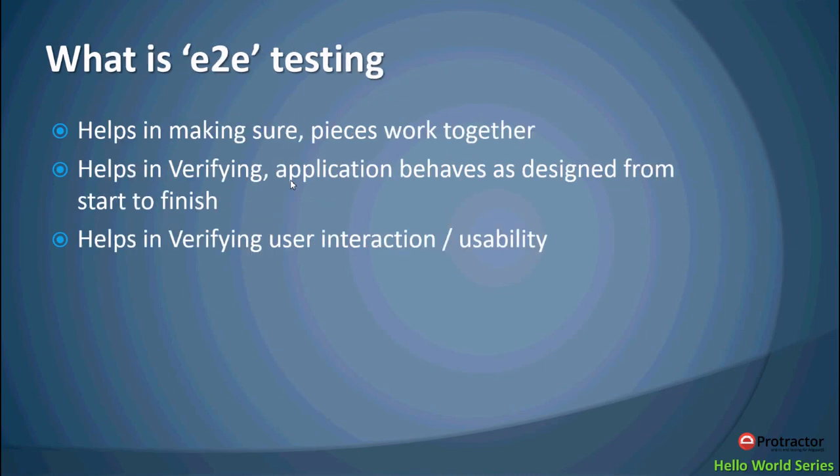What is end-to-end testing? End-to-end testing makes sure that our pieces are working properly when they are integrated with other pieces. It also helps us in verifying that our application behaves as designed from first screen to last screen. It helps me verify my user interactions and my usability aspects as well. So you can say I can use end-to-end testing as an integration testing or user acceptance testing method.